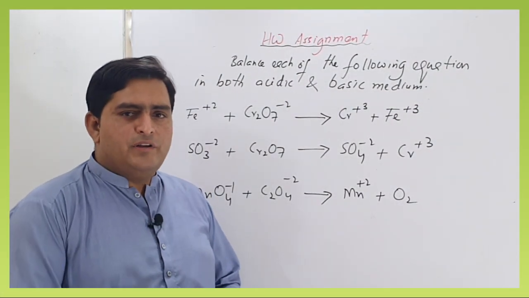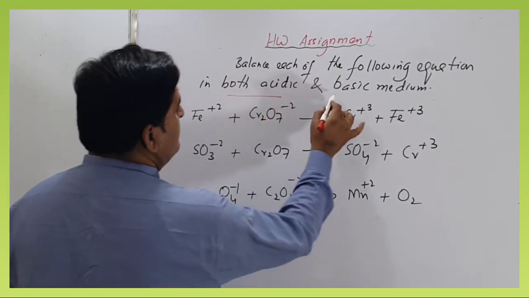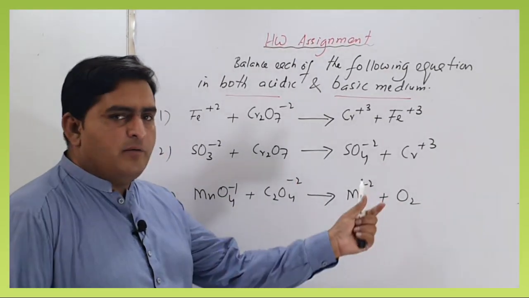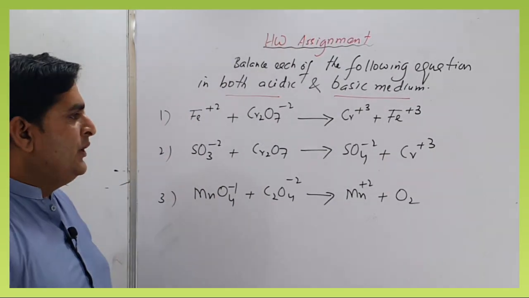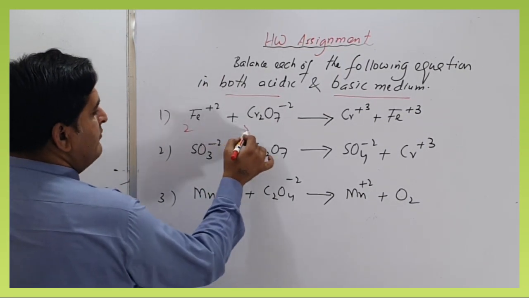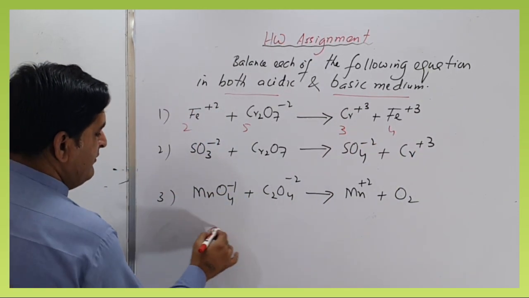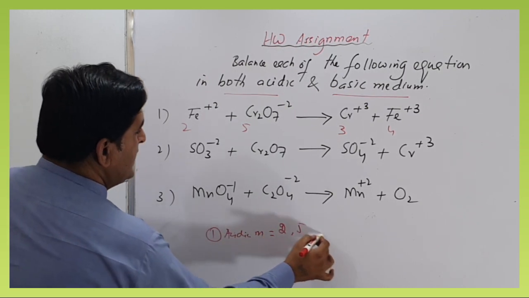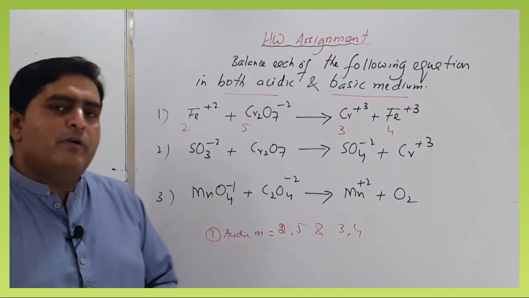Here is a homework assignment for you guys. Balance each of the following equations in both acidic and basic medium. So you have to separately write acidic medium and basic medium. You balance these equations in both acidic and basic mediums, as I told you before. And in the comment box, your answer should be like, if 2 moles of this, 5 moles of this, 3 moles of this, 4 moles of this, you write equation number 1, acidic medium, 2, 5 and 3, 4. So your answer should be in this manner. I'll be waiting for your answer.